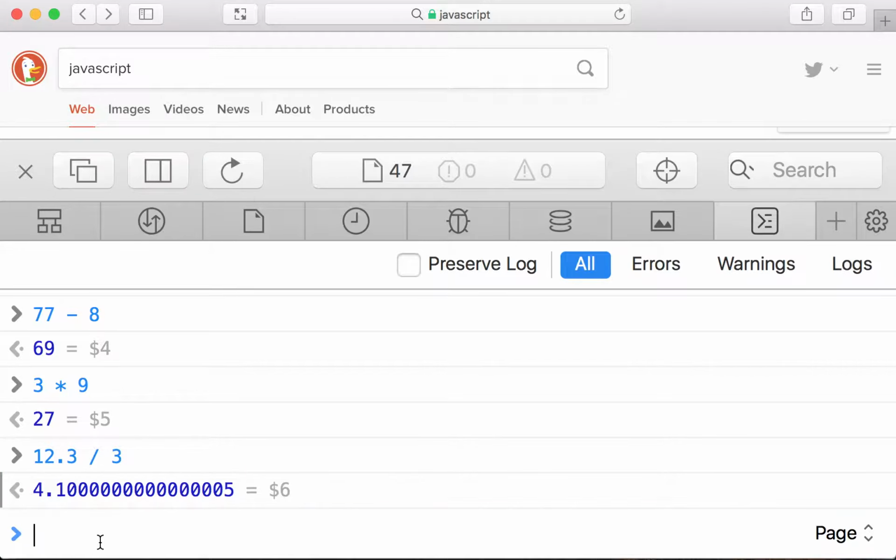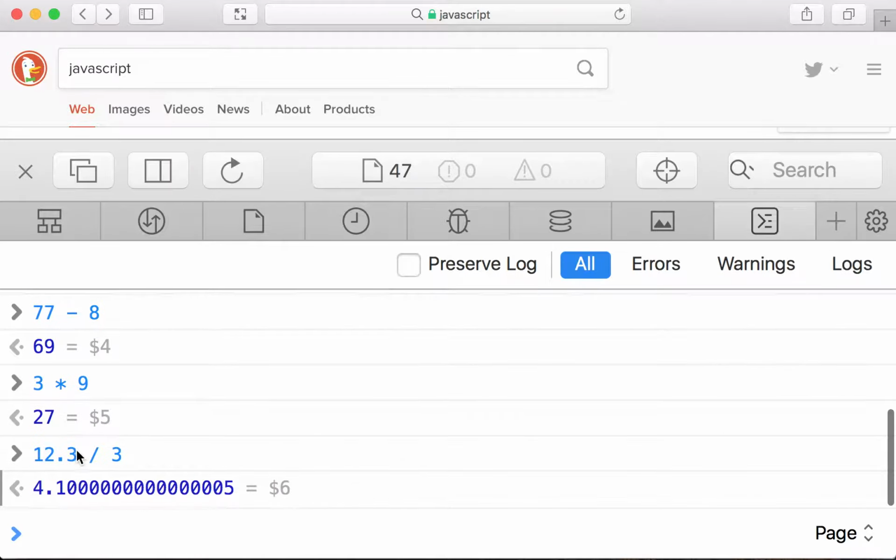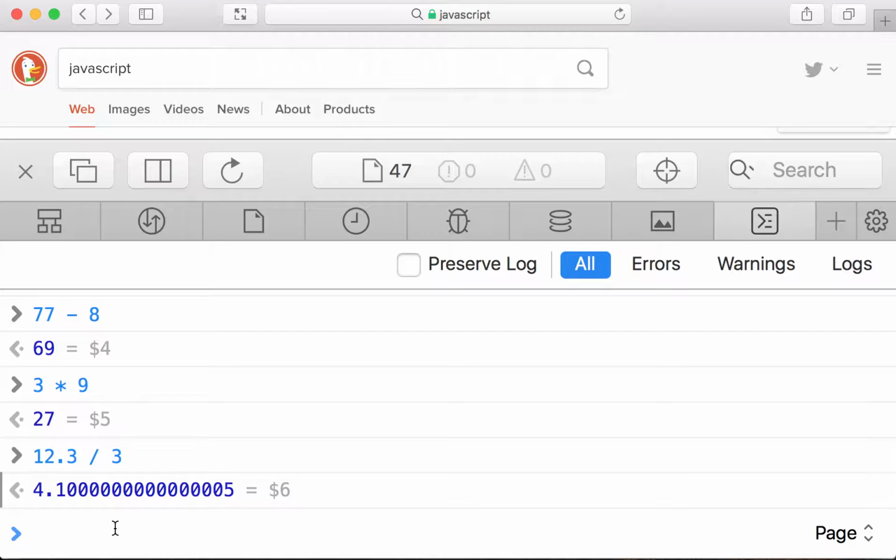All right, so we did addition, subtraction, multiplication, and division. Now, what happens if you divide by 0? Oh my god, let's try. 7 divided by 0.